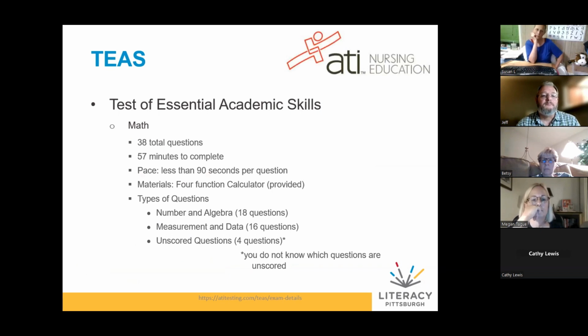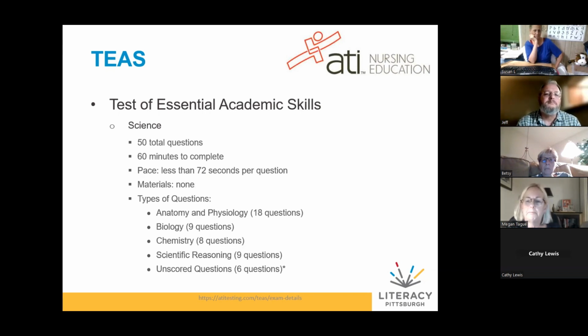So there is a math section, which allows you to use a calculator and covers numbers and algebra, measurement and data. And another thing about the TEAS test that's sort of odd, but part of the testing, is that there are 4 questions that will be unscored in each section of the test. There are going to be 4 to 6 unscored questions, and the student does not know which questions are unscored. So there's going to be an additional couple questions in each category.